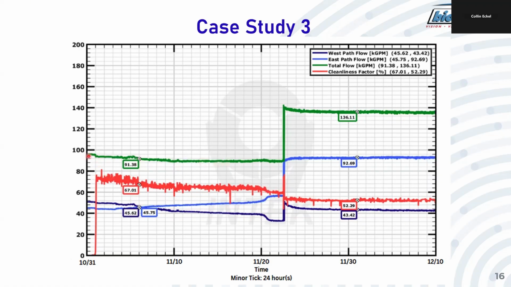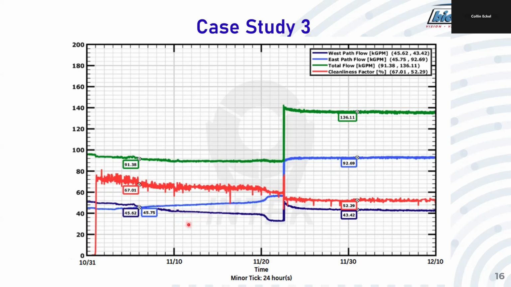Started off at about 95,000 GPM, and before the second pump came online, it was at 88,000 GPM. When the second pump was put into service, you see the total flow goes up to about 135,000, which was well below the expected 2-pump flow rate of 155,000 GPM. The other thing of note in the startup data is this divergence of the east path flow in light blue and the west path flow in dark blue.